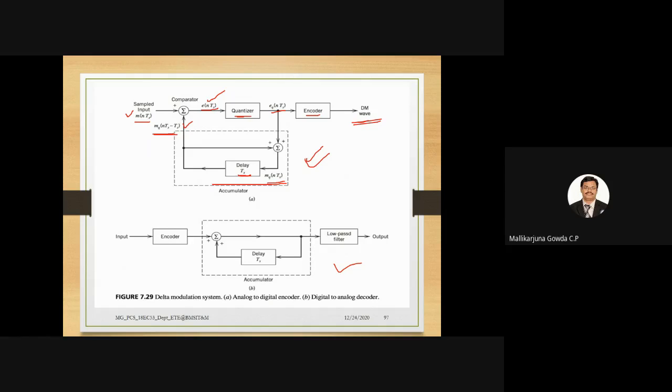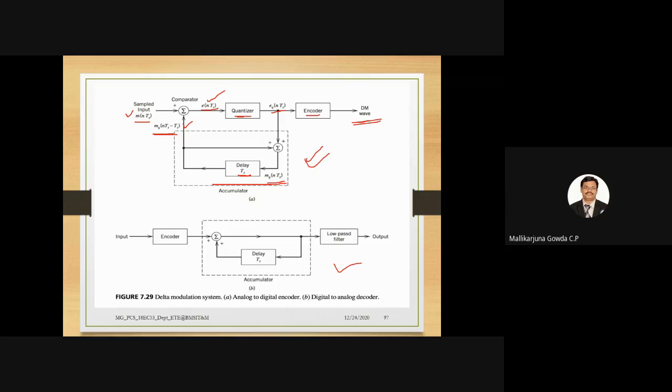Then eq of nTs, I can write it as delta into sgn of e of nTs, right? Then this mq of nTs will be the sum of these two, mq of nTs minus Ts plus eq of nTs. That is what is written there.